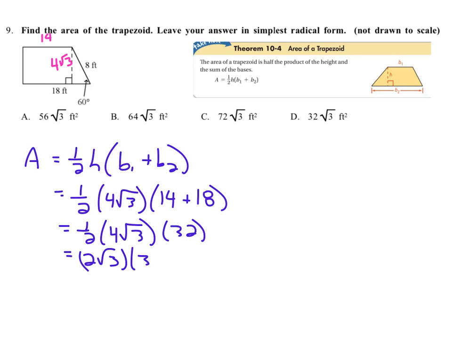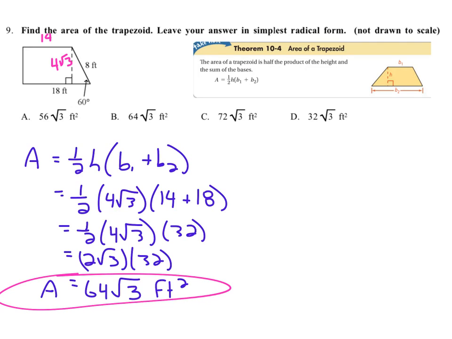Dealt with that 1/2, and then times 32. And what is 2 root 3 times 32? That is 64 root 3. And what are the units? They were feet. So it becomes feet squared is what the area is.